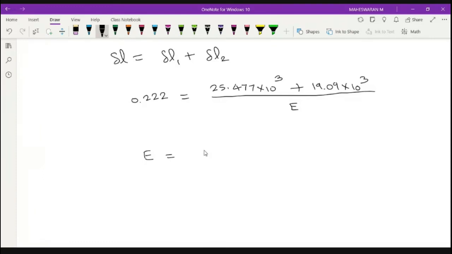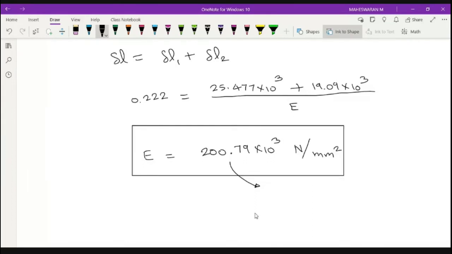So what are you getting? 200.79 into 10 power 3 Newton per mm square. So whenever you consider low carbon steel or mild steel, your Young's modulus E is 2.1 into 10 power 5. This is my Young's modulus for low carbon or mild steel. It is nearer to that, so which means this will be a low carbon steel.